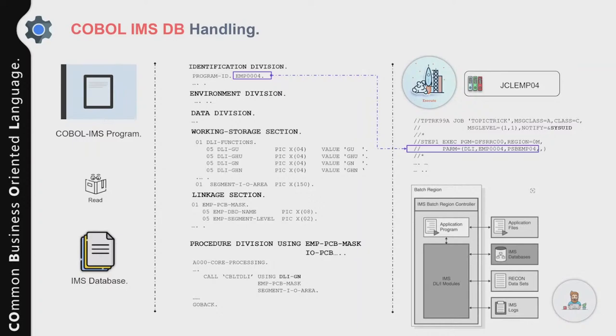DFSRRC00. Now, there are four different parameters that we have specified with the PARM option. The first one is program type, and in that I've specified DLI. Then we have program name, where I've specified the program name. After that, we have PSB name, where I've specified the PSB name. And last, you have the checkpoint ID. In case you have a restarting process, then you can specify the checkpoint ID. In our case, I've not specified any checkpoint ID.